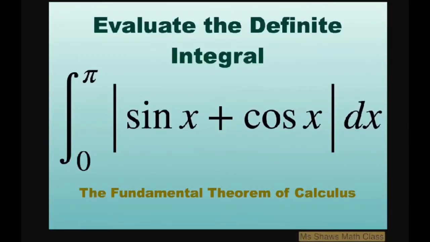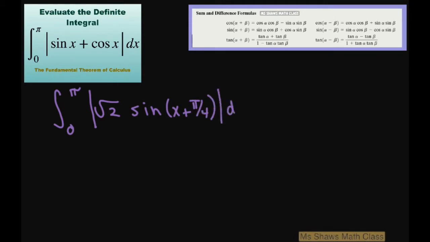Everyone, we're going to evaluate the definite integral from 0 to pi of the absolute value of sine of x plus cosine of x dx. Before we start, I can rewrite this integral from 0 to pi as square root of 2 times the absolute value of sine of x plus pi divided by 4, using my sum formula for sine.